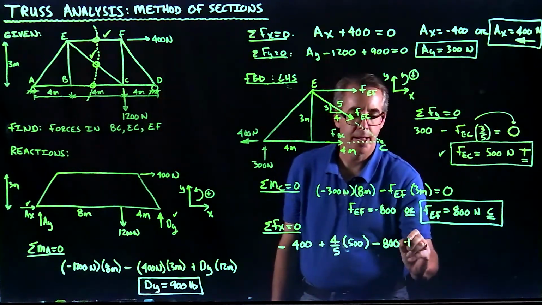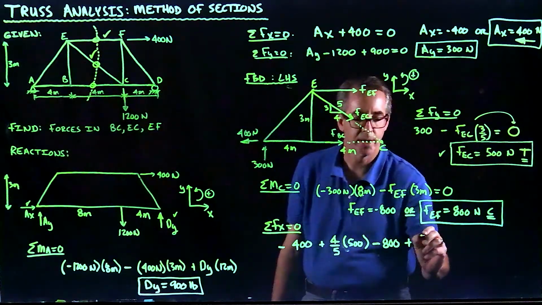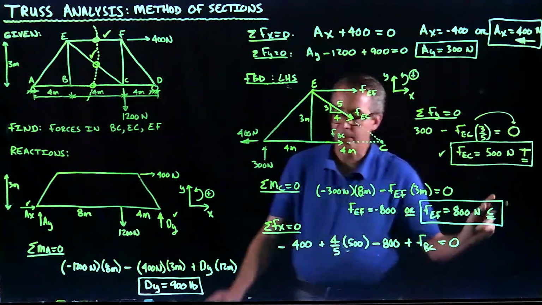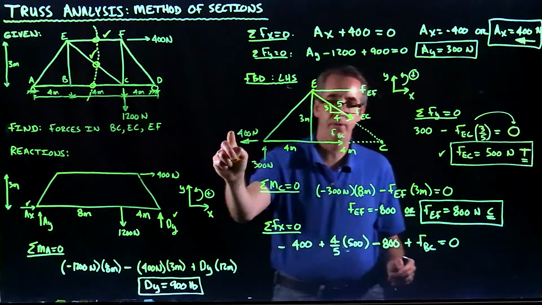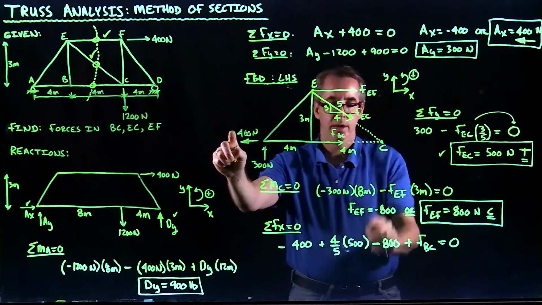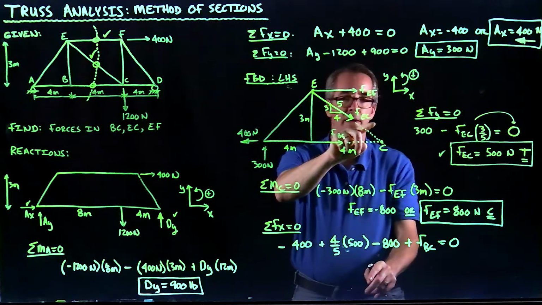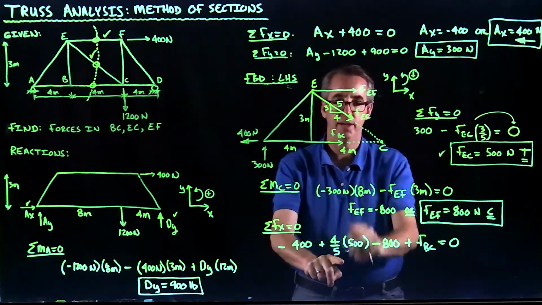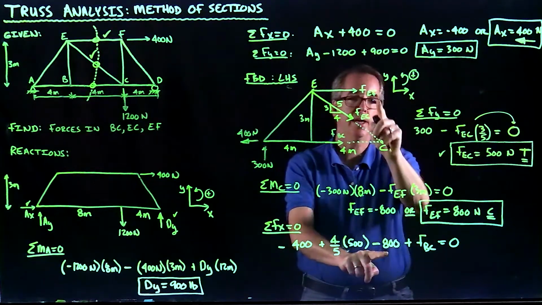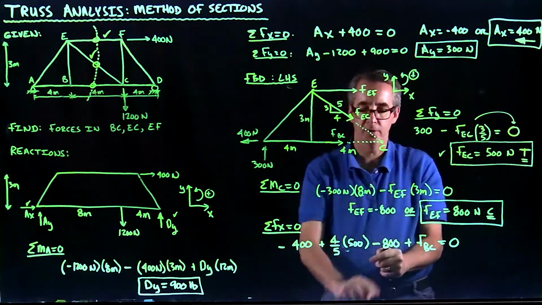And the last force I'm going to have, which is what I'm actually solving for in this case, is BC. And just let me make sure I got that right. So I've got the minus 400 here. I've got BC going to the right there. I've got 4/5 of EC going to the right because it's in tension. And then I have my EF, which was going this way in compression.